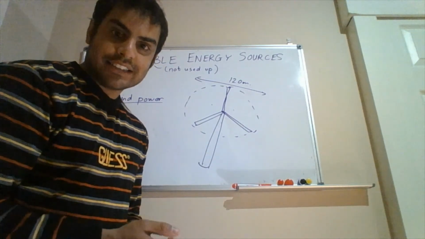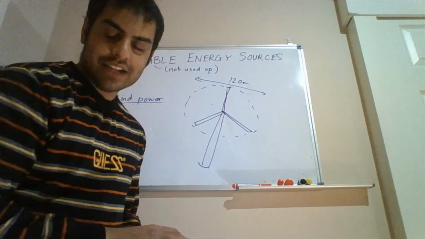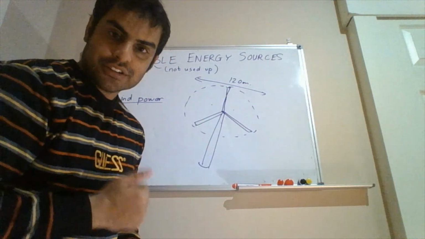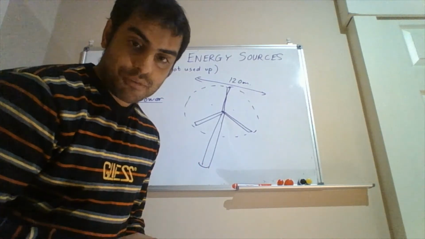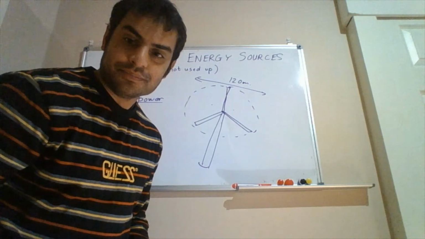And during the night, the sea is warm and the land is cold. So the air flows inland. So day and night, there's a constant flow of wind to power these things.